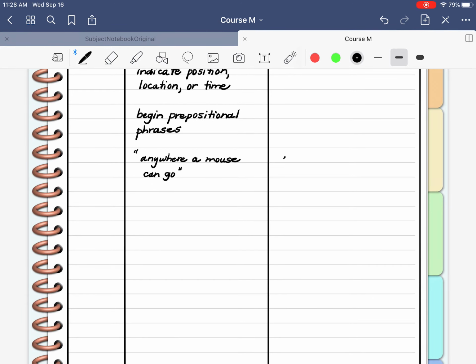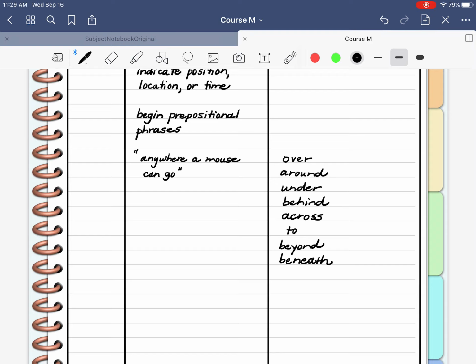Words like over, around, under, behind, across, to, beyond, beneath. And I started to get the idea.